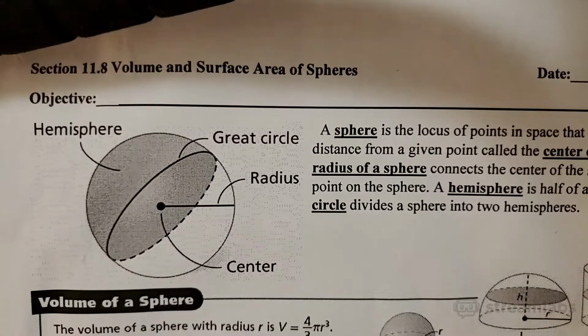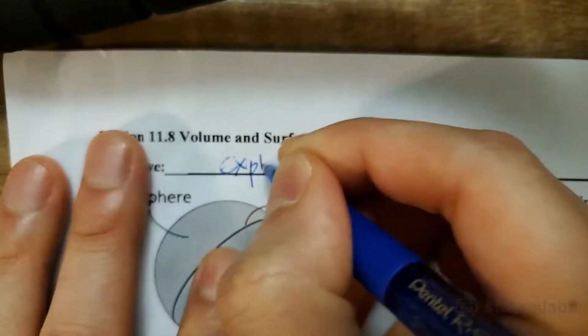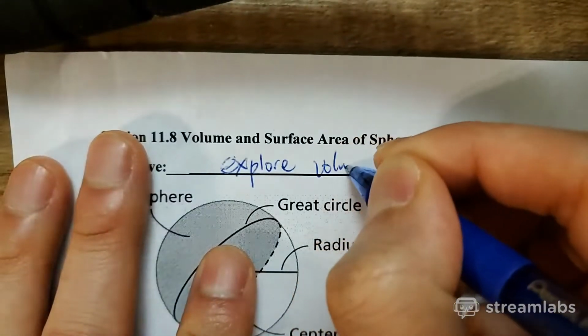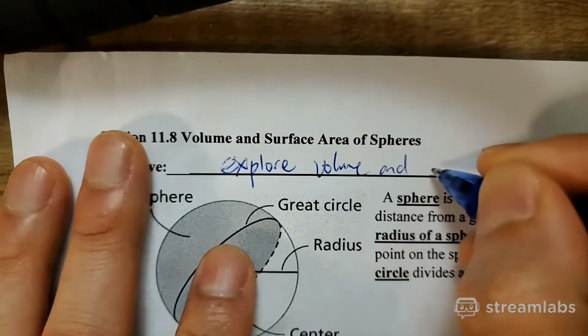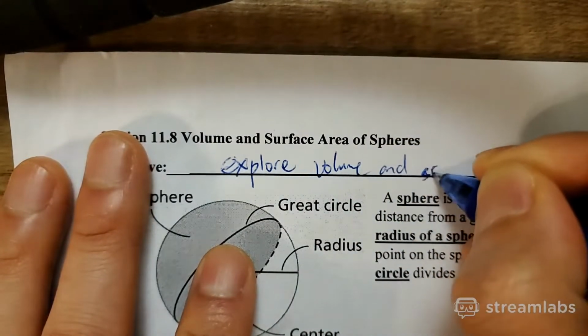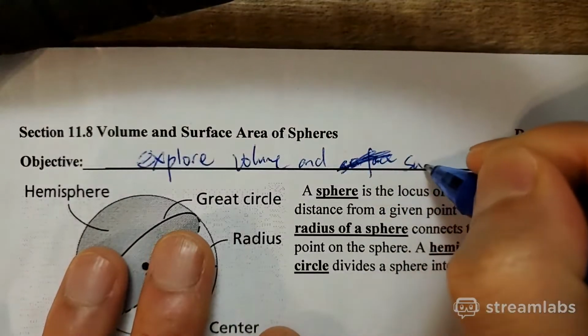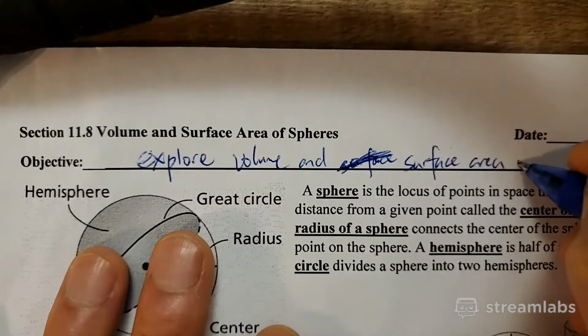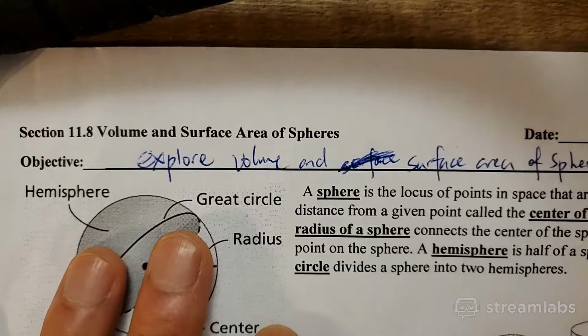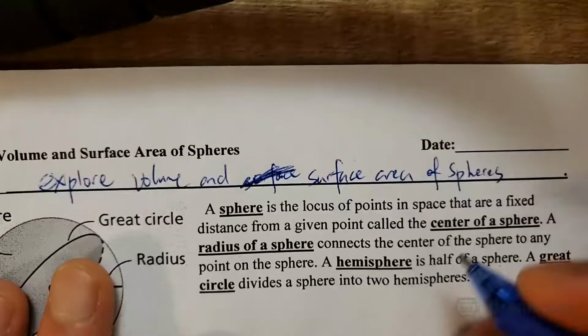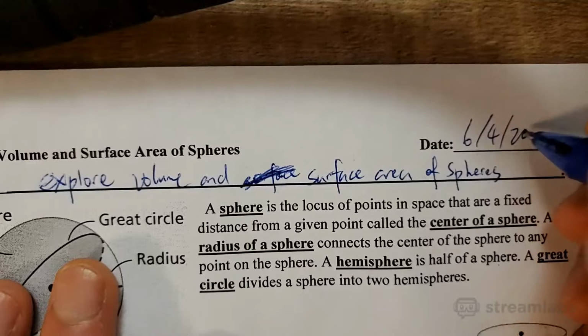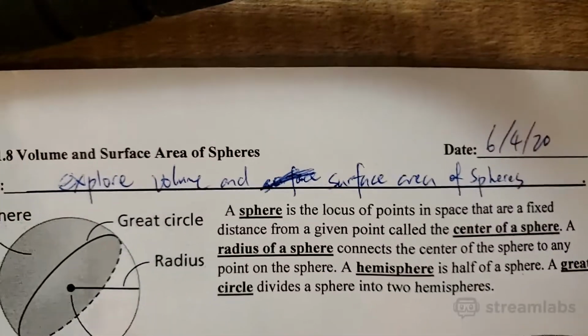So 11.8. Here we go. So we're gonna explore volume and area, surface area of spheres. All right. This is going to be the 4th of June. Right, 4th of June.